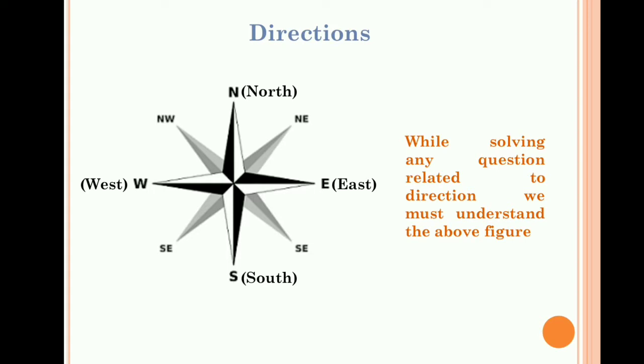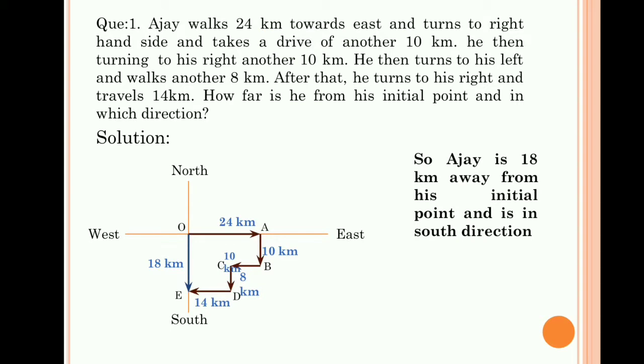So at 45 degrees between north and east there will be the northeast direction. Similarly, in between east and south there will be the southeast direction, and same for the others. So let's see a question based on the directions.